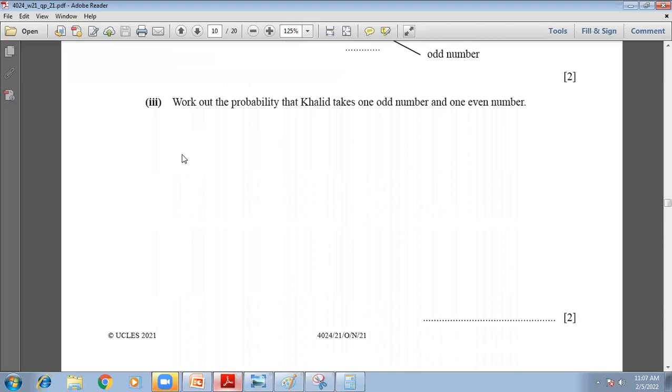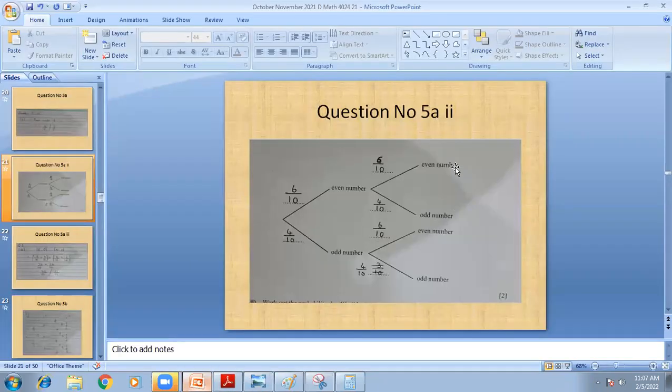So this is done. He says, work out the probability that Khalid takes one odd number and one even number. So one odd number and one even number, that means even comma odd, this, and odd comma even.